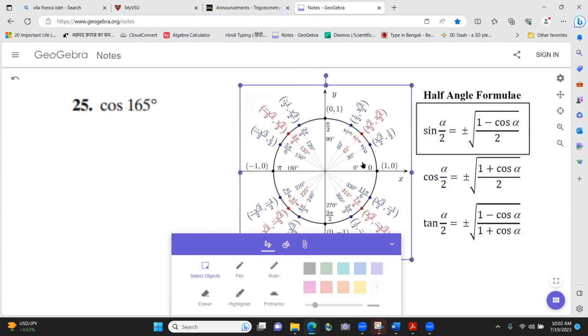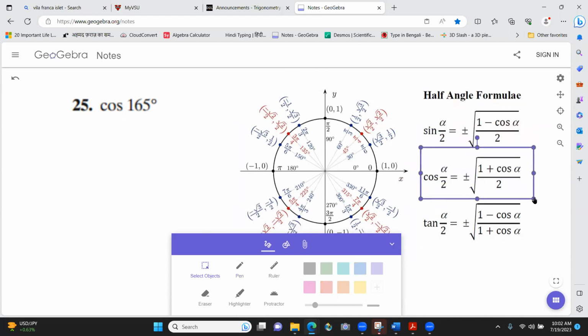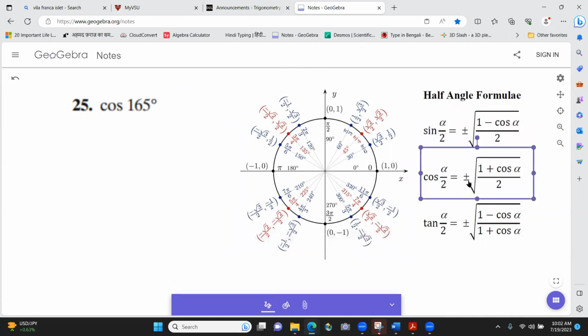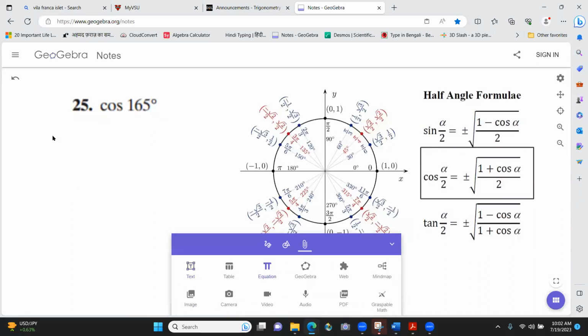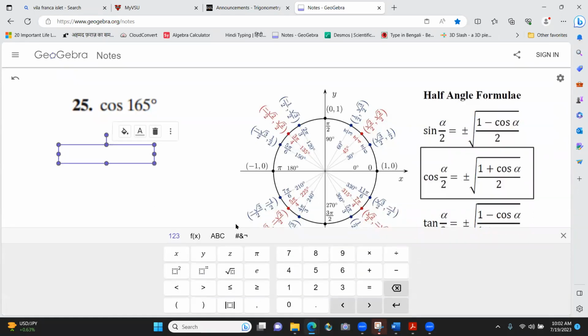Again, this is all about cosine 165. It doesn't matter what its value is, it has to be negative. So this is the formula I'm using. And I'm going to say cosine 165 is equal to minus, and we're going to get cosine 165 times 2, which is 330, I think. Your calculator will do that for you, right?